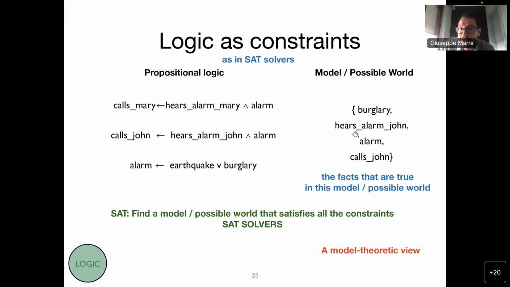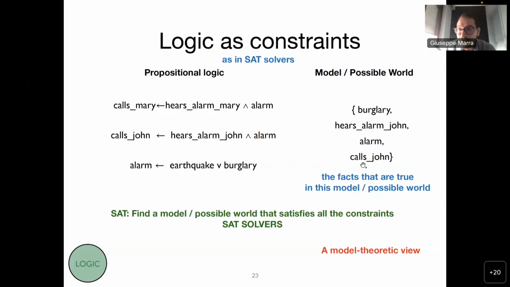We can try to look at a couple of them. For example, since burglary is true here, then the head of this implication is true, and also the tail of the implication is true because alarm is also in the model. So this rule is satisfied by this model. You can do the same for the others and see that this model here is a model of the theory.